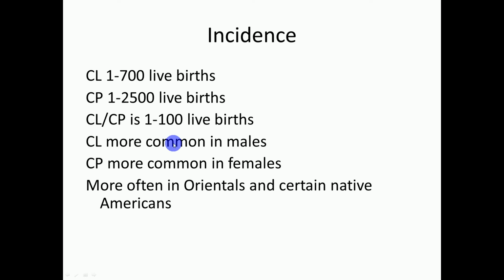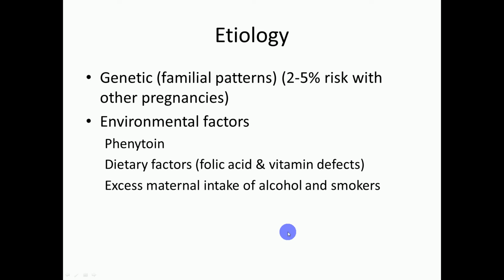Incidence, you can see here, cleft lip, cleft palate is 1 in 1,000 live births. Cleft lip is more common in males, cleft palate in females, and then we see it more in our Orientals and certain Native American groups as well. Etiology: there is a genetic familial pattern, about up to 5% risk with other pregnancies. They have linked it to certain medications, dietary factors, folic acid, vitamin defects. And most recently, research supports excessive maternal intake of alcohol and smoking. In fact, it's been found twice as common in women who smoke during pregnancy.